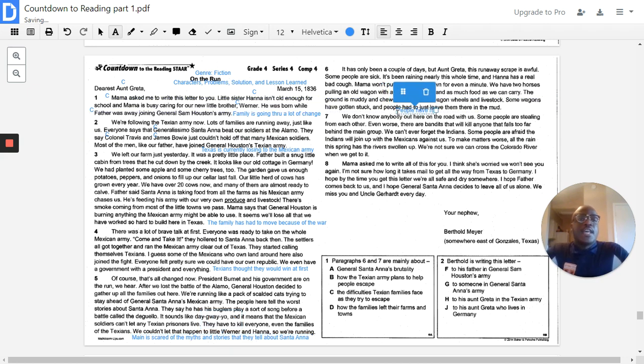People have had to abandon their homes and livestock.